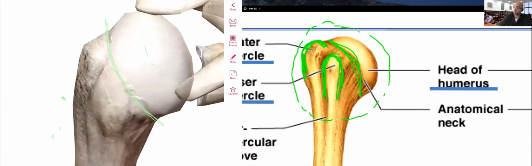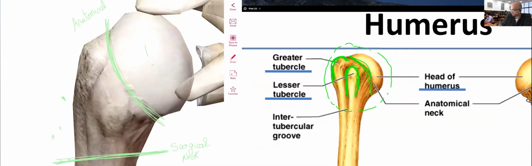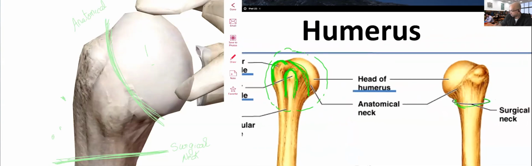The one that actually has a clinical importance is the connection between the proximal end and the shaft of the humerus. So we call this my surgical neck. So again, the humerus has two necks. We've got the anatomical neck, this groove that is located at the base of the head of the humerus, and we've got the surgical neck on here, which is the connection between the proximal end or the proximal epiphysis and the shaft of the humerus.